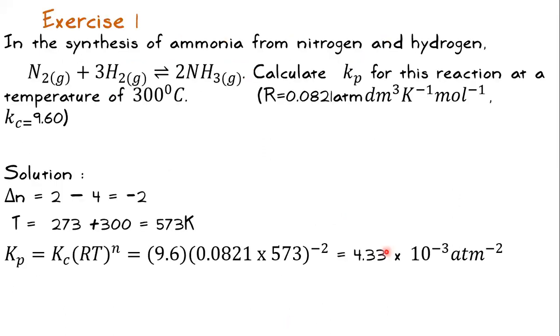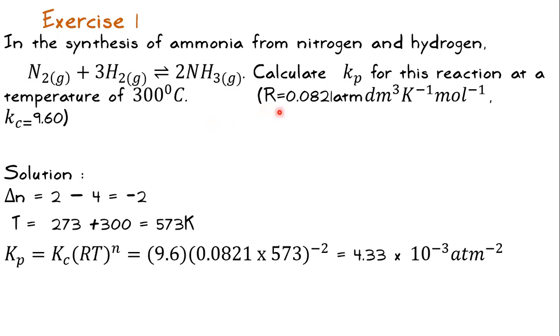Okay, so we are looking at our first worked example here. In the synthesis of ammonia from nitrogen and hydrogen, we have this equation: nitrogen gas plus 3 moles of hydrogen gas gives us 2 moles of ammonia, and this is a reversible reaction. So we are to calculate Kp for this reaction at a temperature of 300 degrees Celsius. And then there are some constants given to us here.